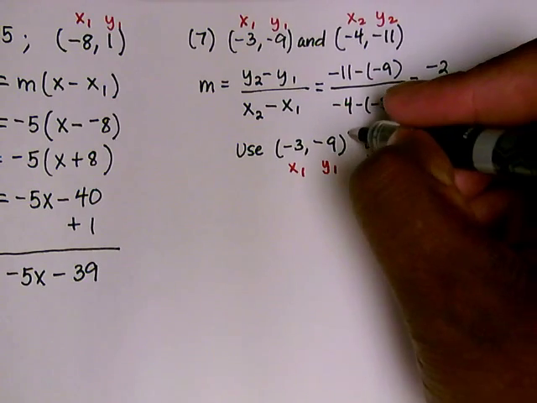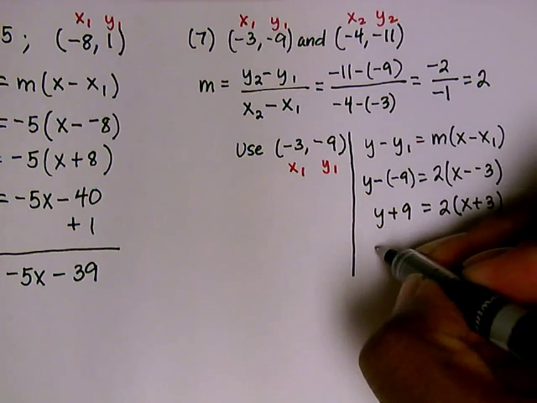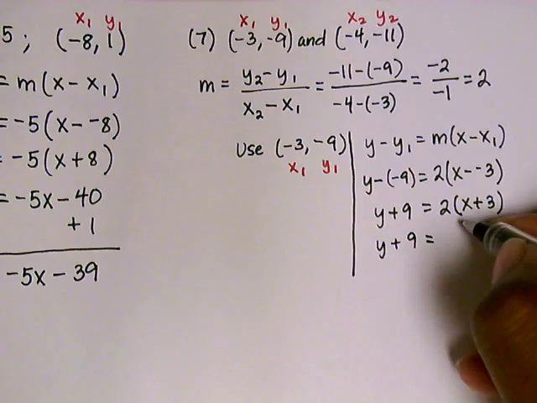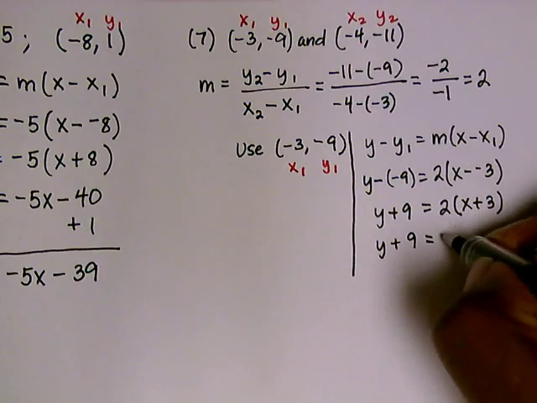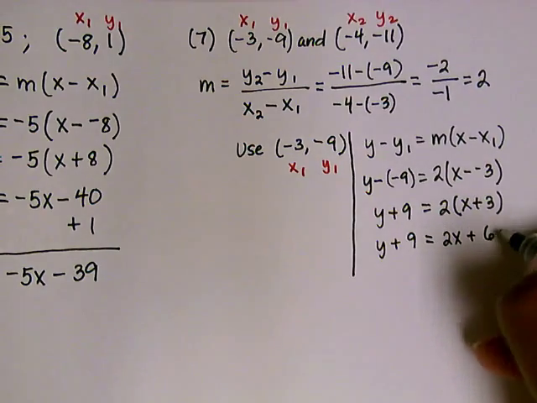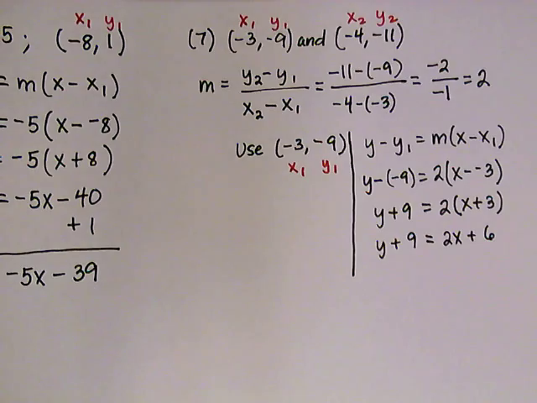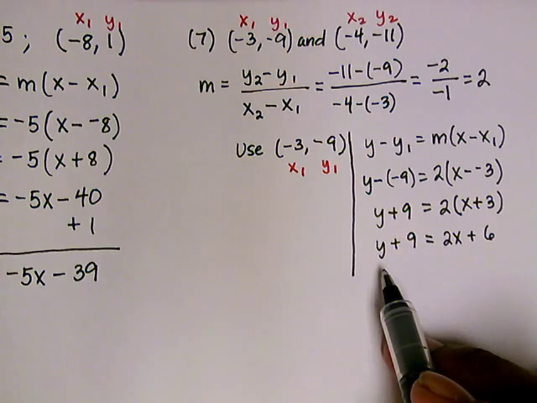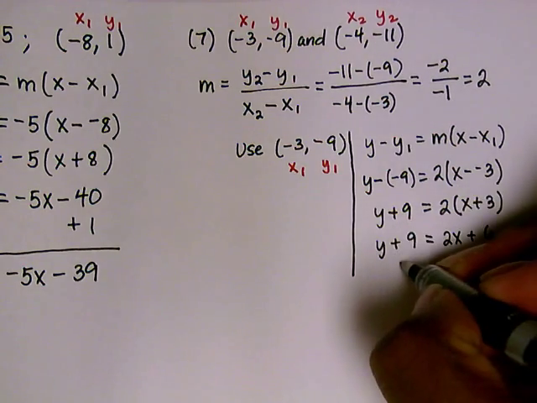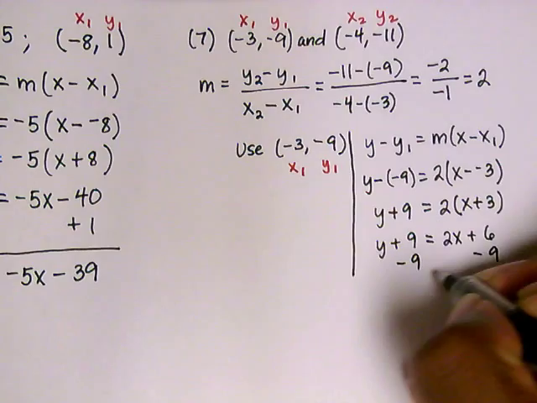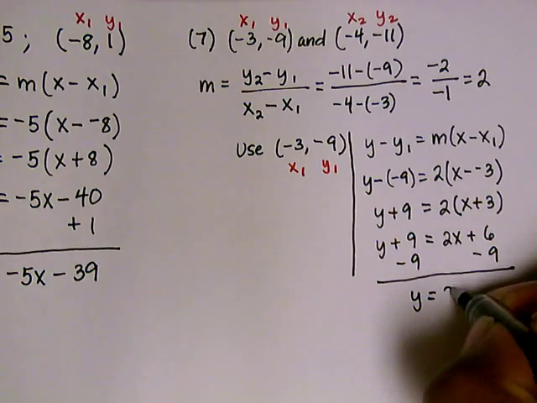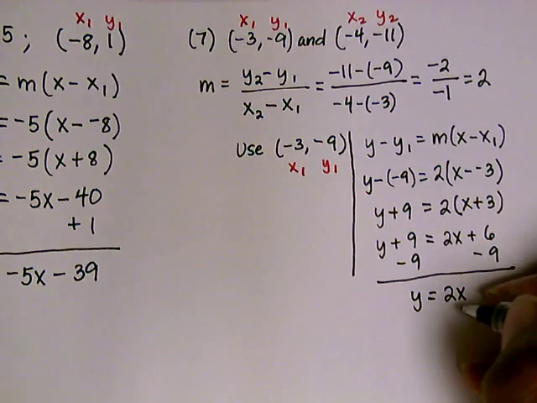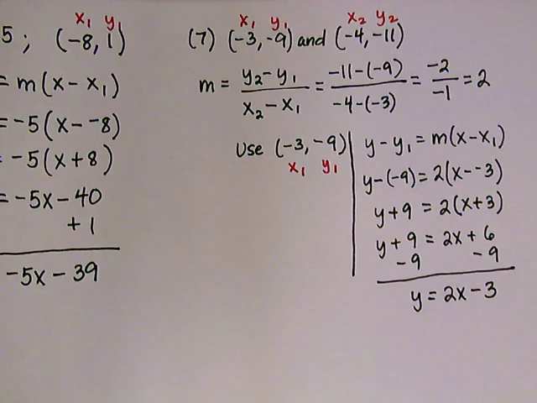So I'm going to finish this out by doing this. Y plus 9, that's equal to, remove the parentheses using the distributive property, you're going to get 2 times x, that's 2x, plus 2 times 3, that's 6. And then I need to get this y by itself. I'm adding 9, so I need to subtract 9 on both sides. So that means I'm going to have y is equal to 2x, 6 minus a 9, that's negative 3. So the y is equal to 2x minus 3.